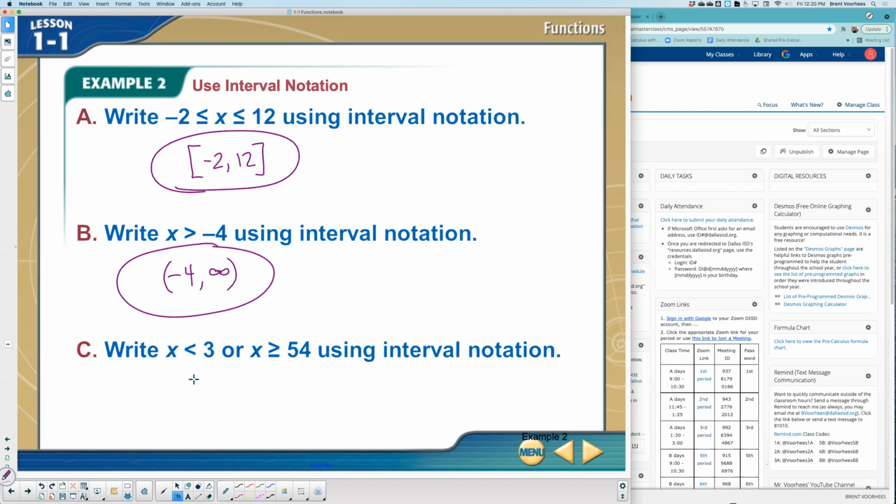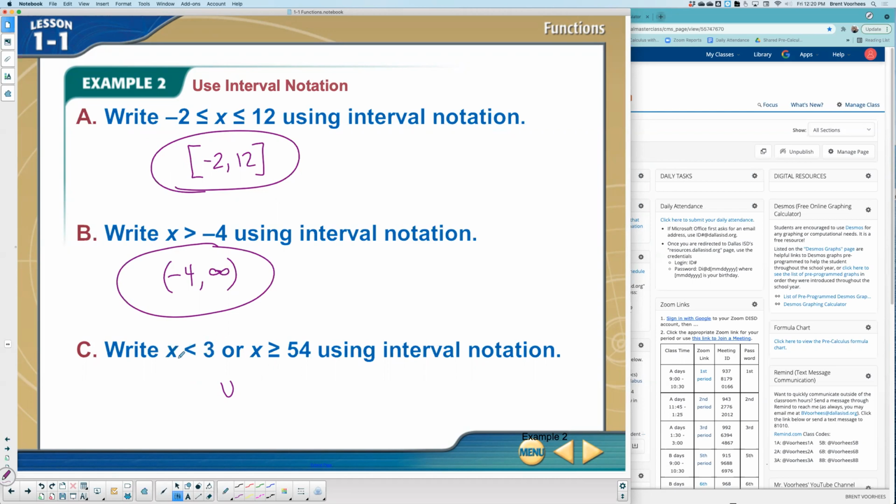Okay, and finally, C, when you have this word or, what that means is you have a union. You have more than one piece. If you're looking at a graph, it would resemble more than one piece of graph. So we have x is less than 3 or x is greater than 54. I'm going to start with the smallest number. X is less than 3.